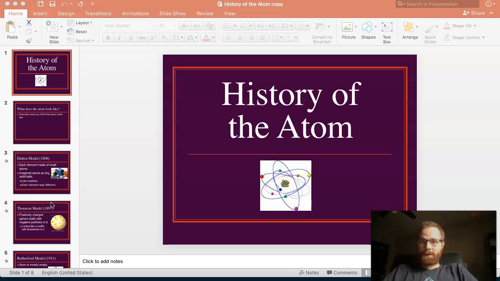Today we're going to be learning a little bit about the history of the atom, and our target is really to just understand what exactly the atom looks like. Yesterday we learned that the atom is really small and makes up everything. Today we're going to learn what the atom actually looks like, this thing that makes up everything.